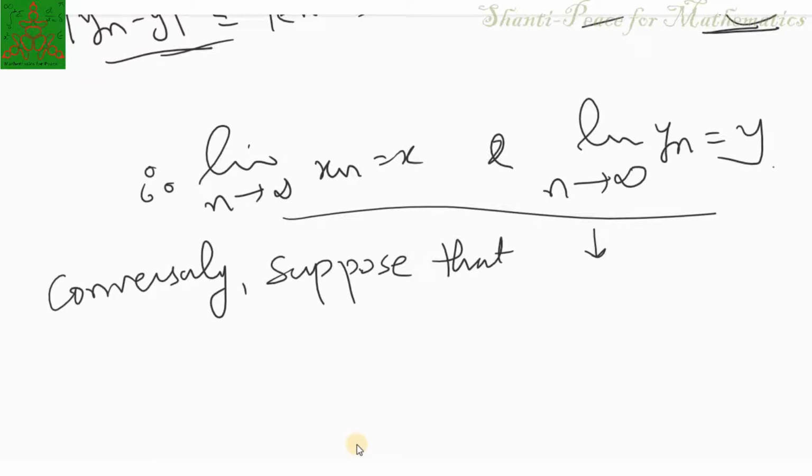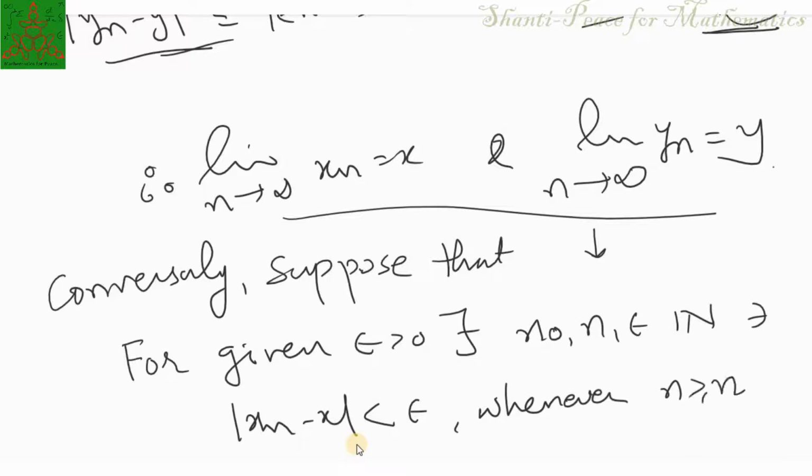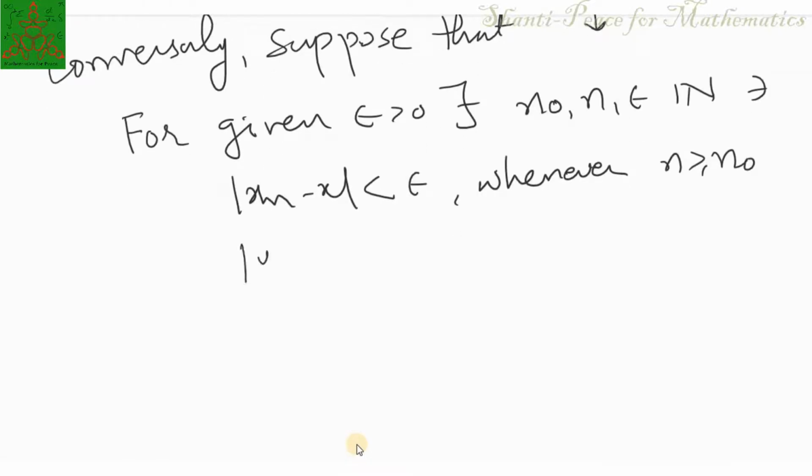This result was if and only if, as you have remembered: if zn converges to z, then it converges in its real part and imaginary part. If the real part and imaginary part both are convergent, then we can say that the complex number sequence is also convergent. To prove this one, we'll start again by definition. For given epsilon greater than 0, there exist n0 and n1 belonging to N such that mod of xn minus x is less than epsilon whenever n is greater than or equal to n0, and mod of yn minus y is less than epsilon whenever n is greater than or equal to n1.